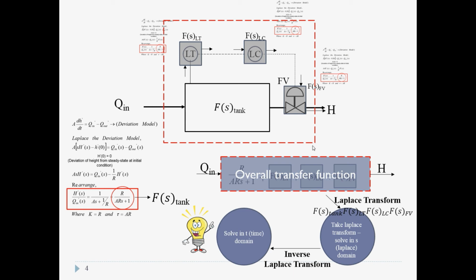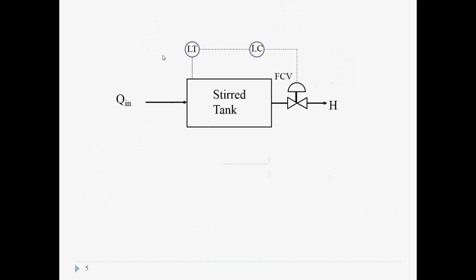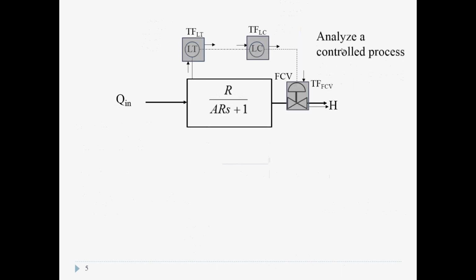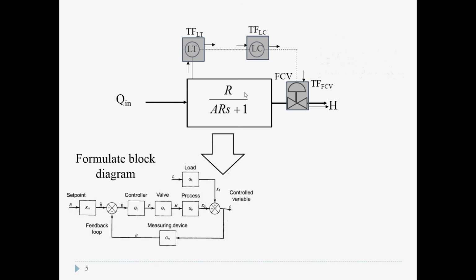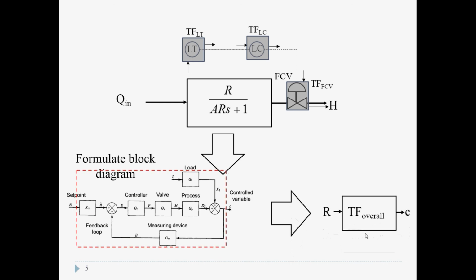So in this chapter we are going to look at a process, and we're going to analyze a control process. In this case it is a level control system. It could be a temperature control system, it could be a flow control system. We're going to take this process and analyze it, and we will formulate a block diagram of this particular process. And then with this block diagram we will simplify the transfer function and solve for it.